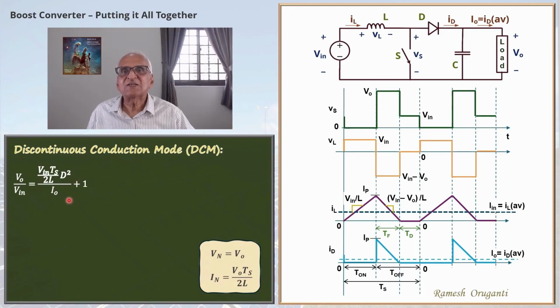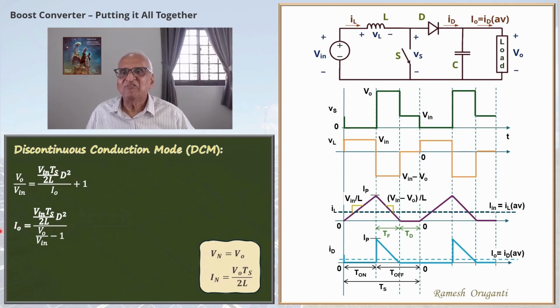This part is a positive quantity. So V0 by V in will always be greater than 1. I can rewrite this equation so that I0 is on the left hand side. It's easy to do. I have done that here. So I0 equals this quantity.